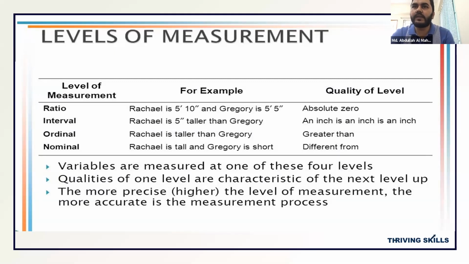In the case of interval, we say Rachel is 5 inches taller than Gregory. In the previous case, ordinal, we didn't mention how much taller Rachel is than Gregory, but in interval, you are telling the exact distance, the exact inches that Rachel is greater. And then in the case of ratio, Rachel is 5 feet 10 inches and Gregory is 5 feet 5 inches. So the same data you can present in various natures.